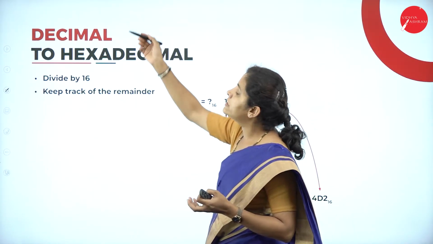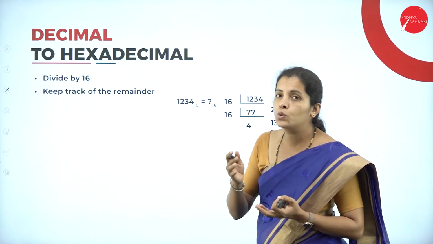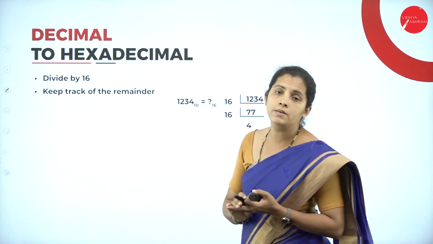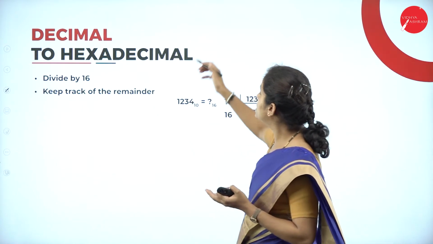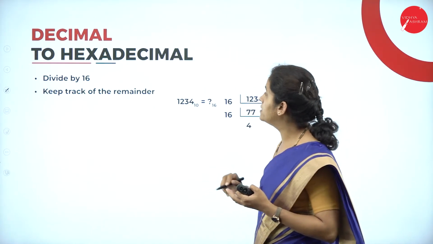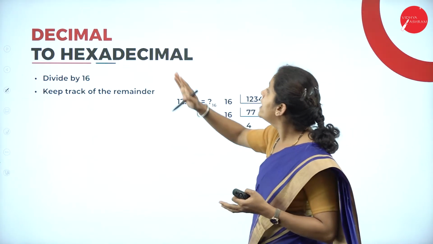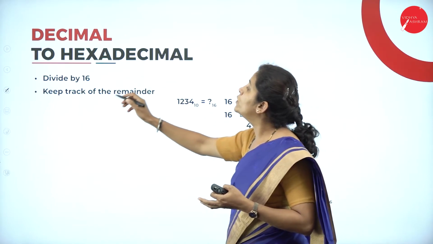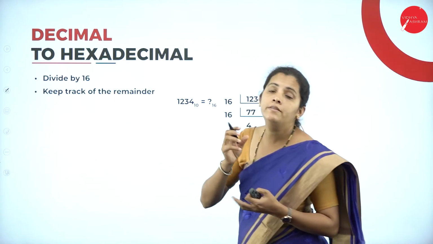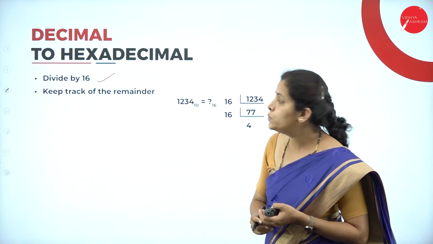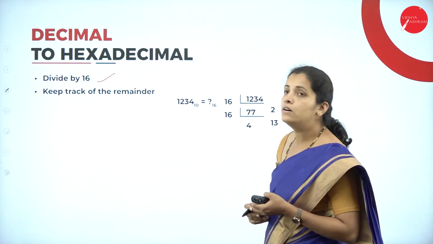So what is the range? Once again, it is 0 to 9, total 10 numbers. Then what about hexadecimal? 0 to 15, total it is 16 numbers. So to convert decimal to hexadecimal, I am going to divide the given number by 16 and I am going to keep track of the remainder.